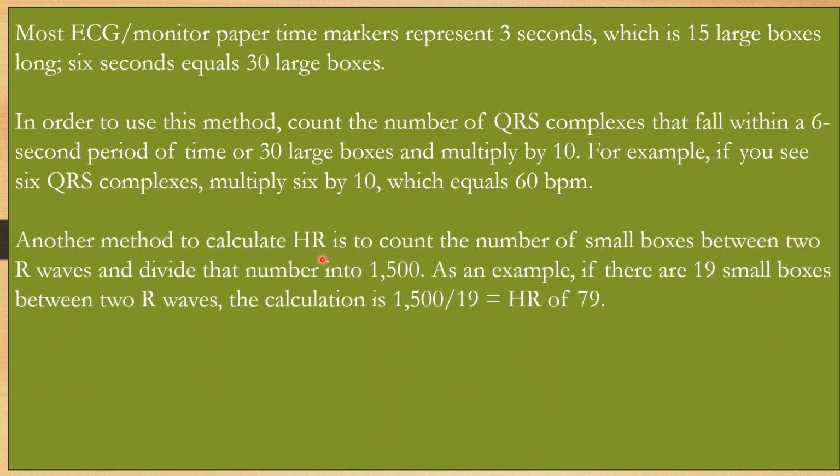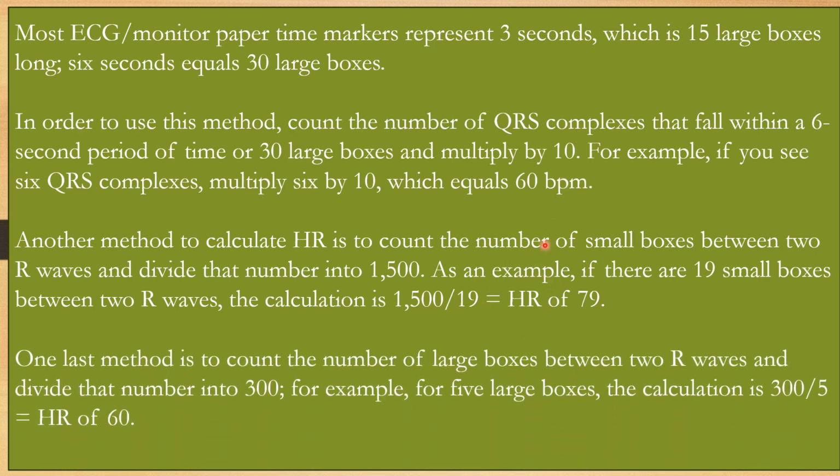Another method to calculate heart rate is to count the number of small boxes between two R waves and then divide 1500 by that number. As an example, if there are 19 small boxes between two R waves, the calculation is 1500 divided by 19. So you will get a heart rate of about 79, and this is a second method. Any method you can use.